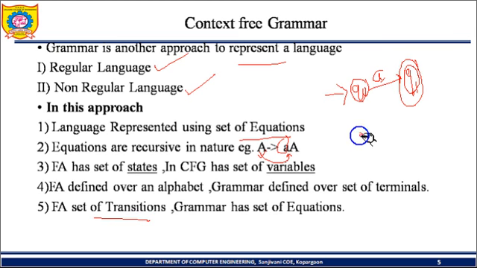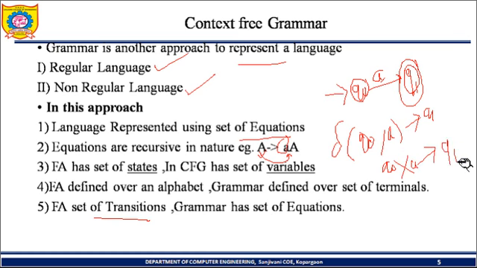Transition means what? Here I can say q0, delta is the transition function, the mapping function. q0 after accepting small a will be in q1 state. So this is nothing but the transition, or I can represent it like this: current state q0 into current input alphabet small a, it will be in the q1 state. So this is a set of transitions.